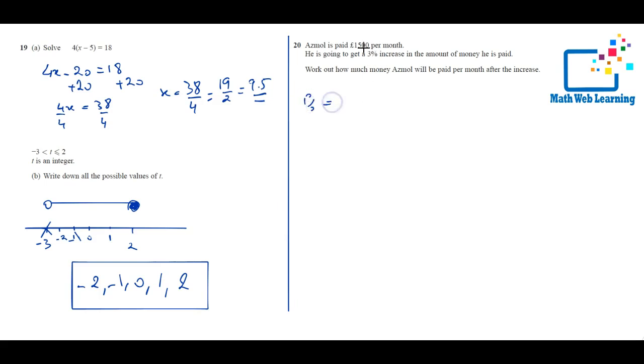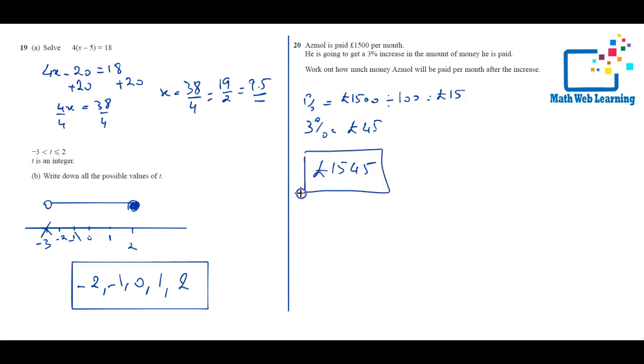What is 1% of 1,500? You need to do 1,500 divided by 100. So basically 1% is just £15 only. So a 3% increase will be an increase of £45. So basically from next month, his monthly salary will be 1,545. How simple is that?